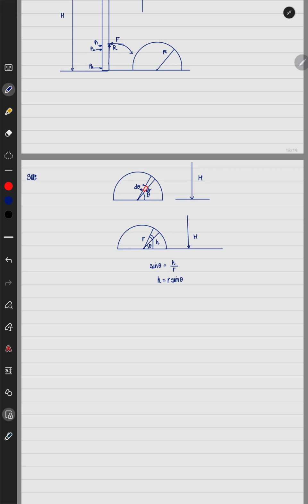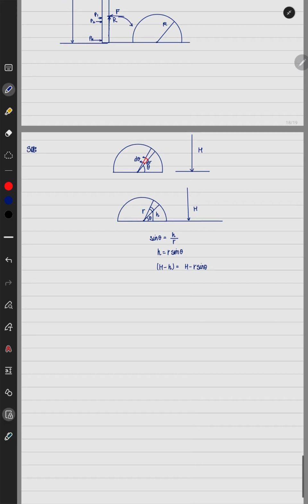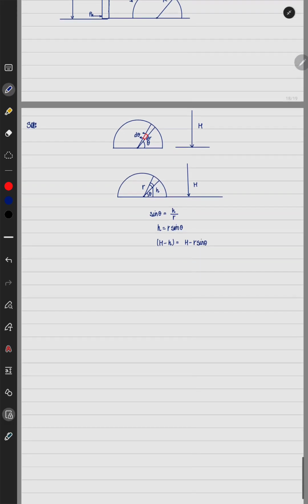So the depth is given by capital H minus small h of the element that I have chosen, which is marked in red. For that, capital H minus small h is given by capital H minus r sine theta. Capital H is known to me, r is a variable, theta is a variable. So this is something which we have obtained. This is the first equation.